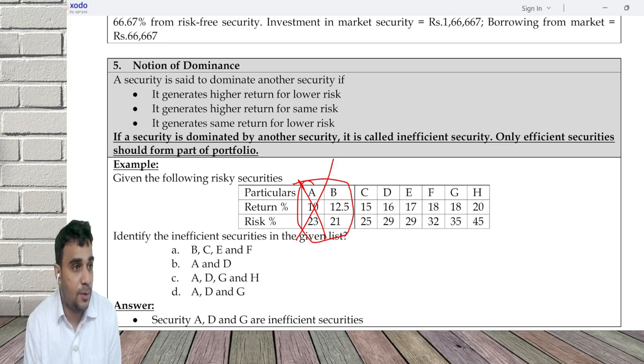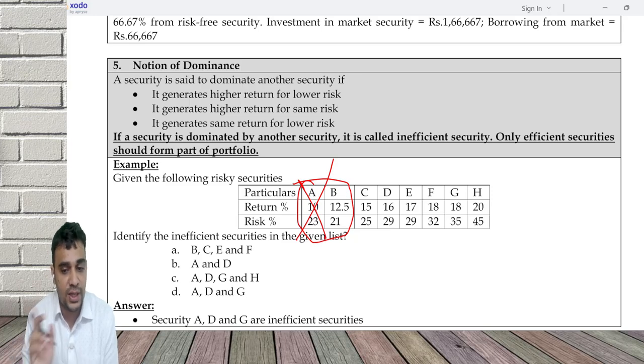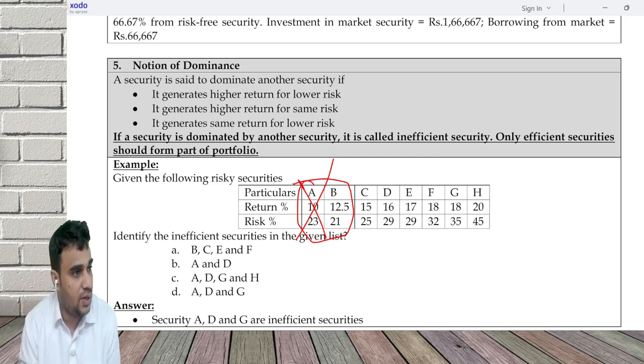Between B and C, is there any domination? B and C. B and D. See, what is domination between B and C? Conservative guy will select what? B. Aggressive guy? C. The moment you get a different answer, there is no domination. B, I think, will withstand everyone. B and C, there is no domination. B and D, there is no domination. B and F, there is no. See, each of them, as you move forward, they are generating more return, more risk. So B will withstand this.